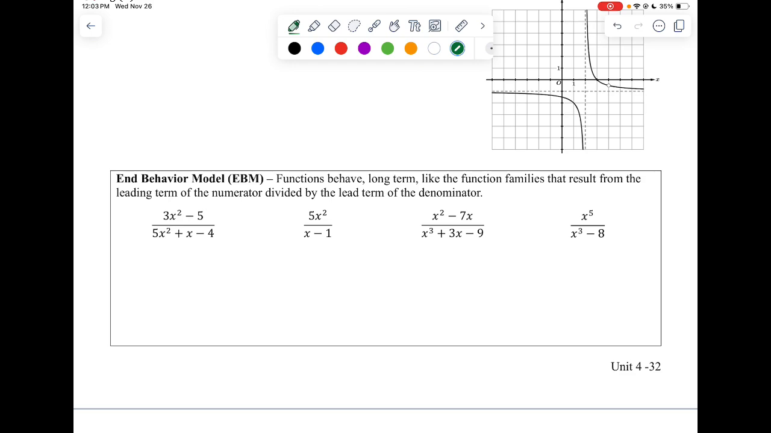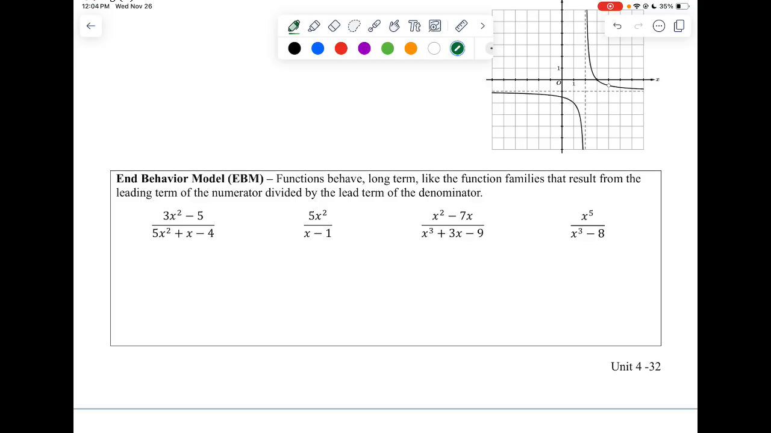So for instance, I have 4 different rational functions here. I want you to go ahead and pause the video and predict what kind of end behavior they're going to have. When I'm saying end behavior in terms of a rational function, I'm really talking about asymptotes. Do we have a horizontal asymptote? If so, what kind? Or do we not have a horizontal asymptote? So go ahead and pause the video, and then we'll come back.